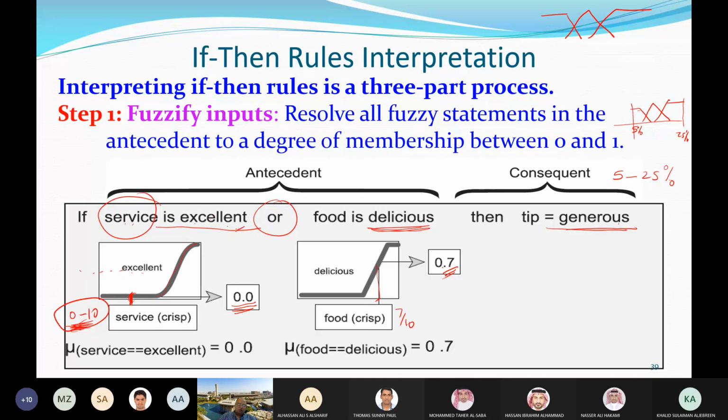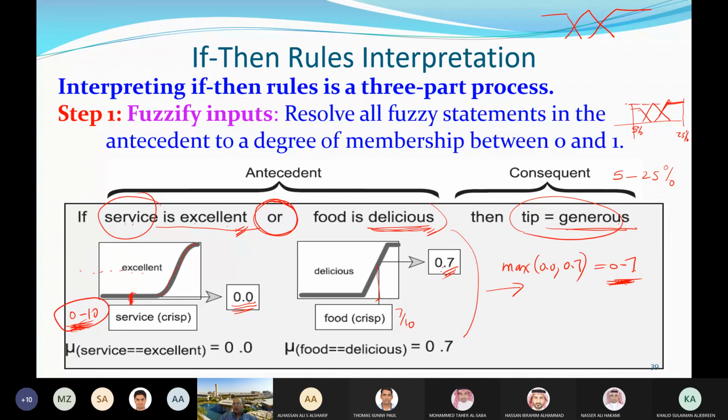So you have this value equal to 0, you have this part equal to 0.7, and you have OR here. So OR means the maximum of either 0 and 0.7. So the output of this becomes 0.7, the maximum of 0 and 0.7. So the antecedent part is satisfied by a degree of 0.7. That means the tip is generous will also be satisfied by 0.7.